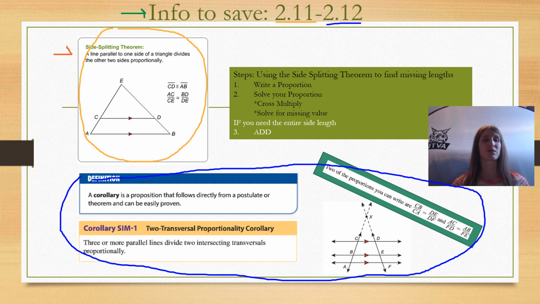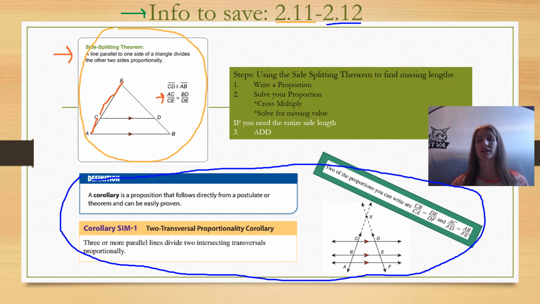So this one right here, the side-splitting theorem, says a line parallel to one side of a triangle divides the other two sides proportionally. So you can see that this started out as a triangle ABE, okay, see that? And we've taken and put a line CD that is parallel to AB. And so what I can say here is that things are proportional. It says AC, so this side right here, is proportional to CE. Okay, so it's over this side.